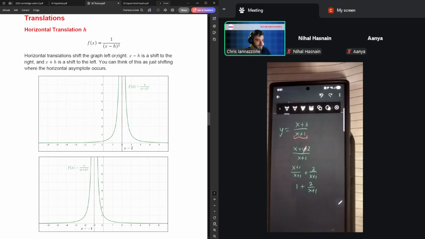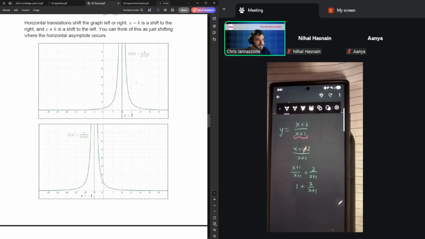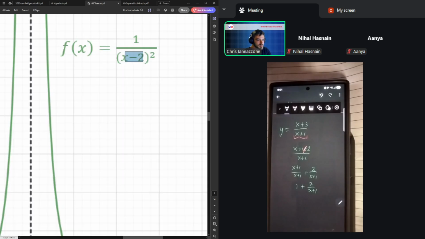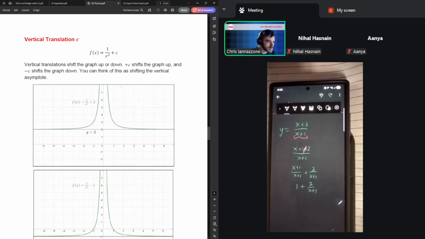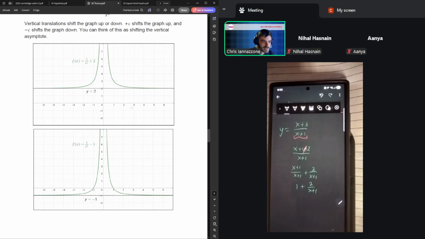Horizontal translation, vertical translation, it's exactly the same as the hyperbola. Right? This is shifted right by 2. The only thing that looks a little bit different is that it's squared. But again, all you're looking for is what's minused and what's plussed. That's all that really matters. Vertical, exactly the same as well. They still have the same number of asymptotes. They still both have a vertical and horizontal. It's just what quadrants you're occupying is the only thing that's different.